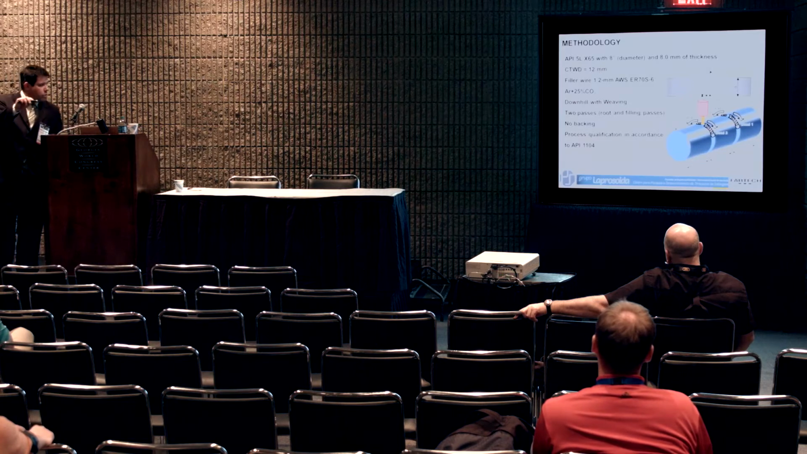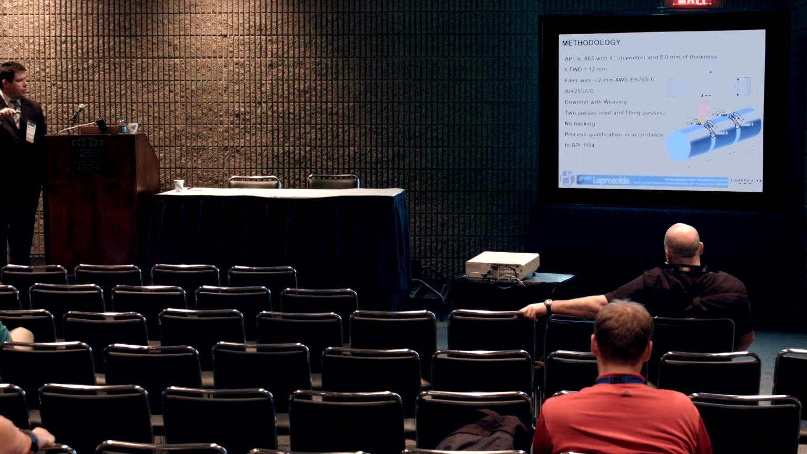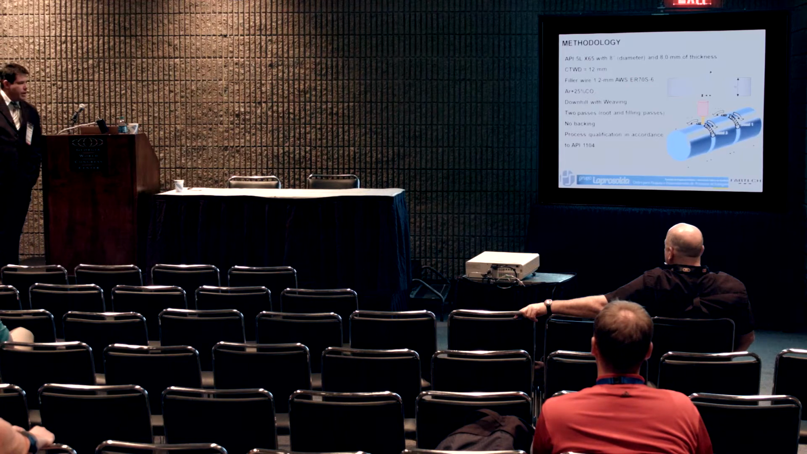Okay, so we use API 5L X65 with 8 inches diameter and 8 millimeters of thickness, less than 3/8. Contact tip to work distance 12 millimeters, filler wire conventional 1.0. Although someone may say, okay, you are using a wire too close to the strength of your base metal, still you can use that.